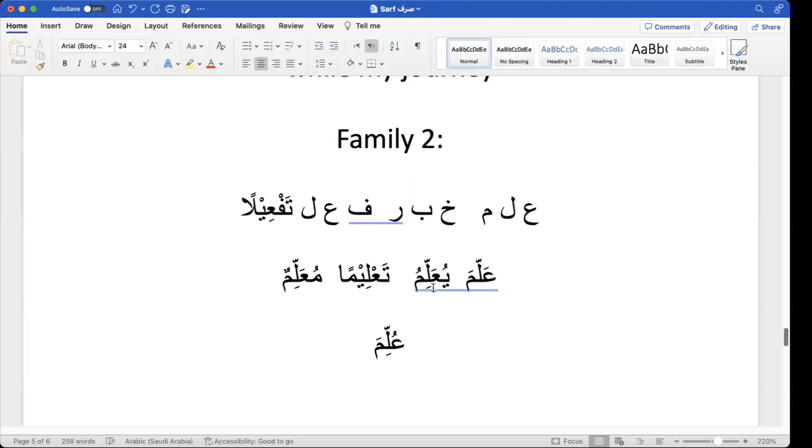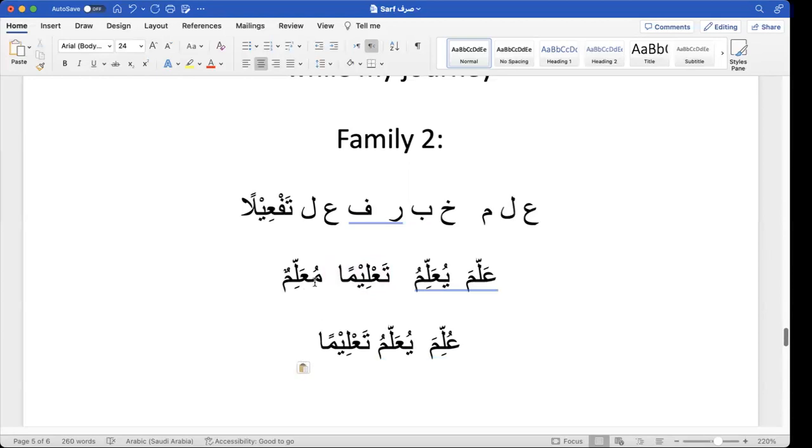Now the majhul of fi'l muzari has a 'u' sound and then a's, right? So yu'allamu. Yu'allamu, right? Then the masdar will remain the same. Masdar is not changing, it is the same: ta'liman. And what will be the maf'ul?